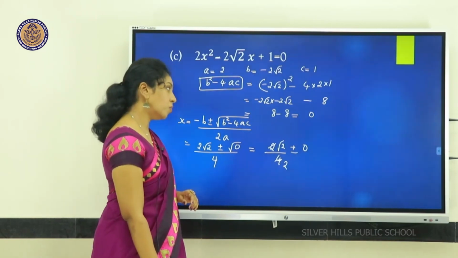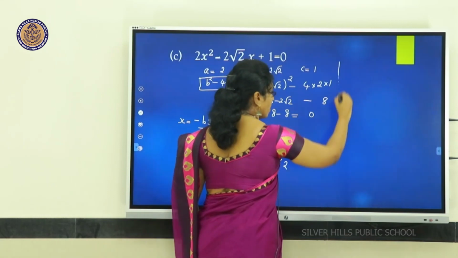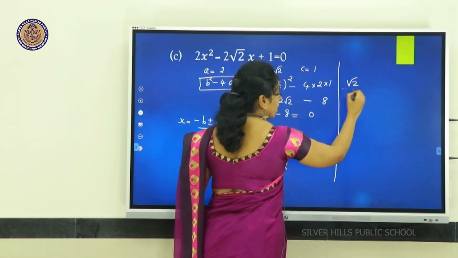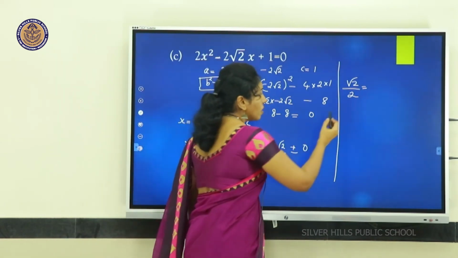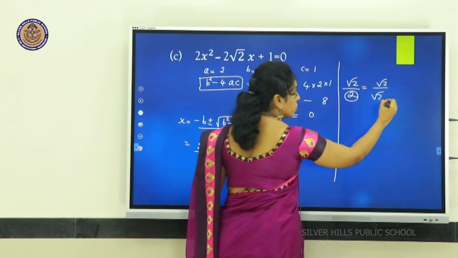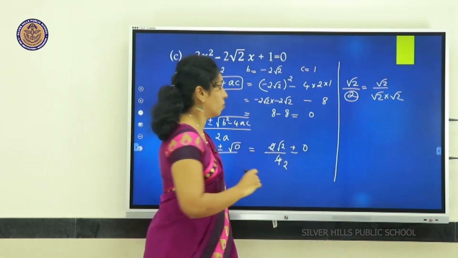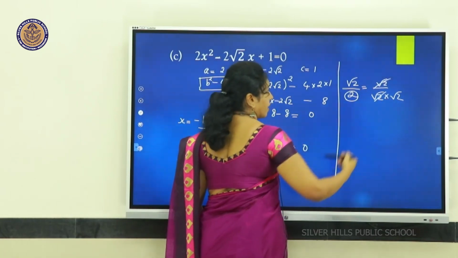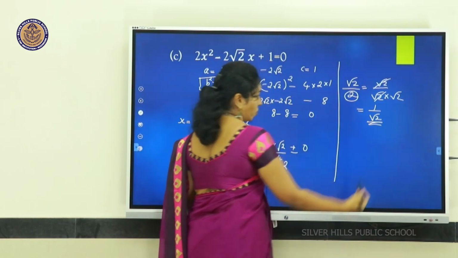Root 2 by 2 plus or minus 0. Now, root 2 by 2, if you want, you can simplify further. How can you simplify root 2 by 2? See, this 2 you can write as root 2 into root 2, so that these two get cancelled and I get 1 by root 2.